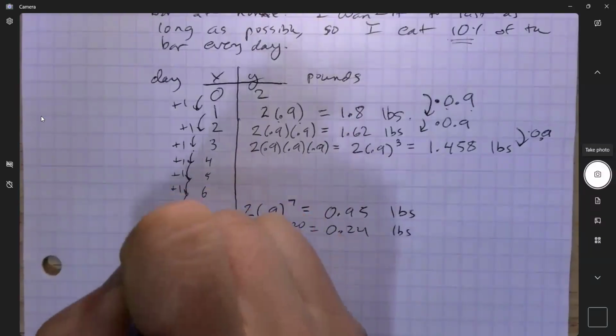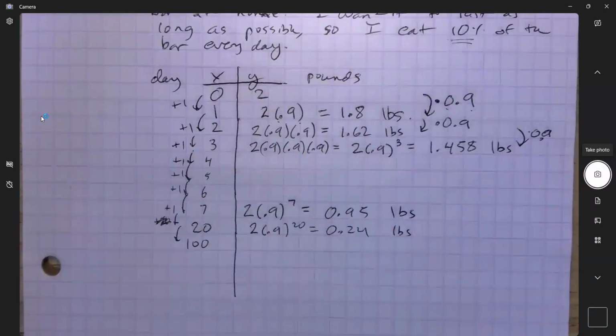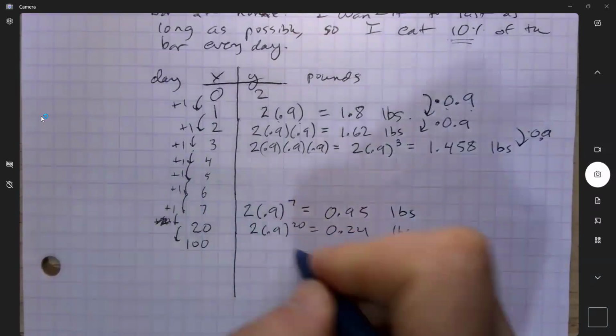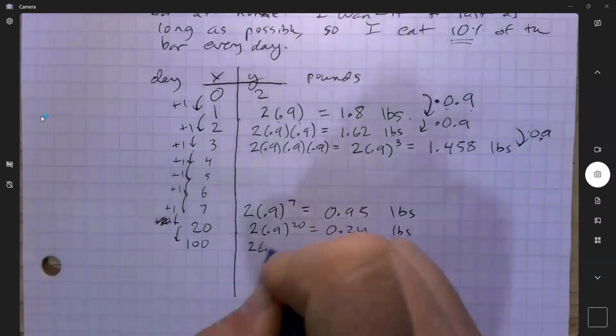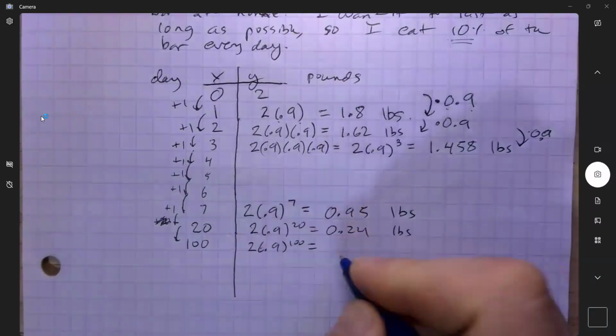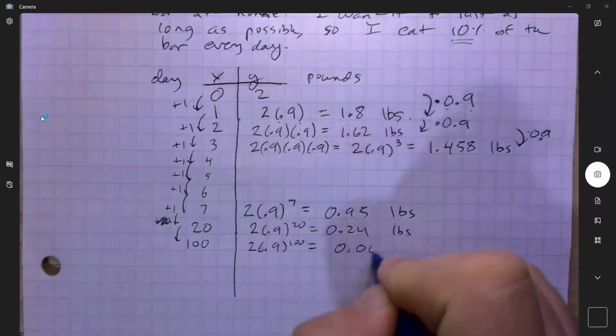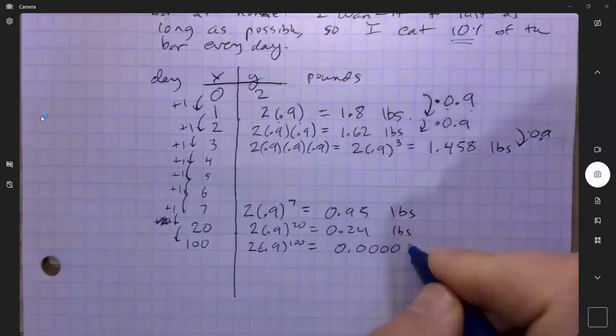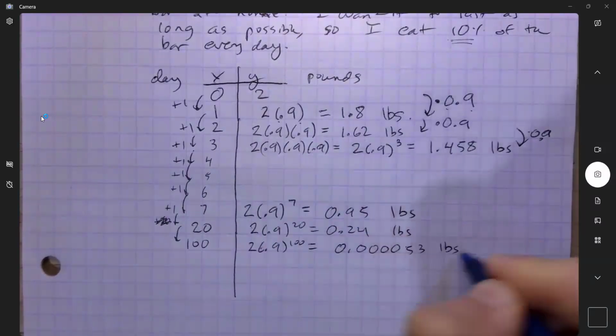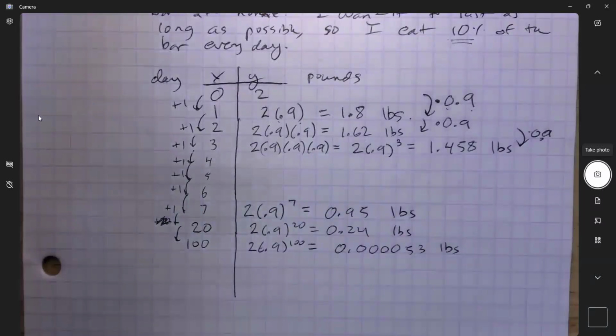And here I added 20 or so, and then I had 13. And the formula allows me to do that really quickly. And believe it or not, I still have some chocolate. I have 0.00005 pounds. Maybe it's just a little flake, but I still get some chocolate on my 100th day.